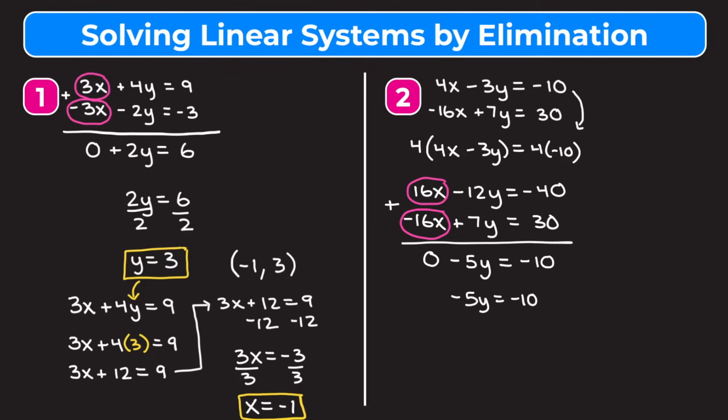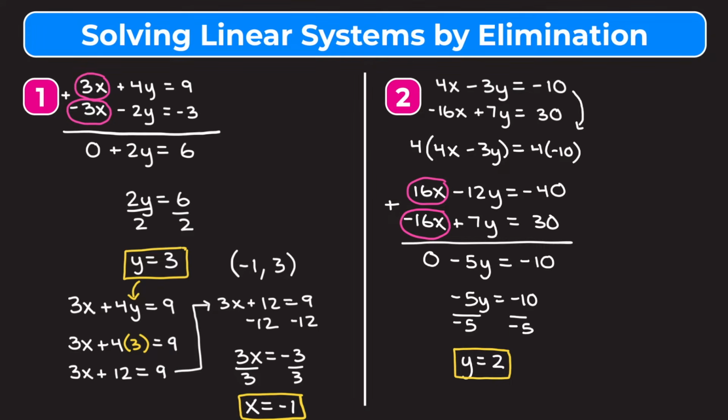And we can solve for y by dividing both sides of our equation by negative 5. And we're going to get that y is equal to positive 2. So that's one of our answers, is that y is equal to 2, or that's half of our answer. And now we have to find the x value.